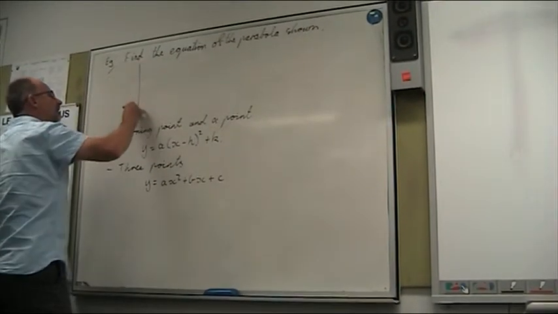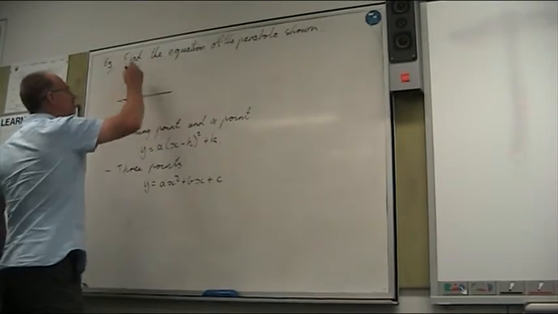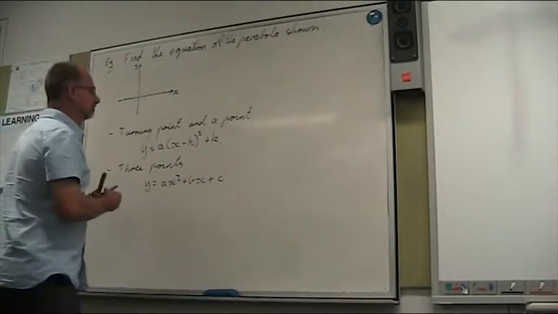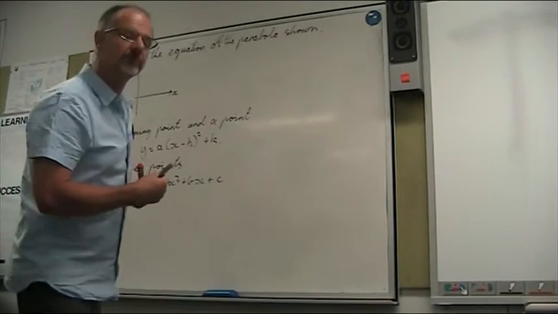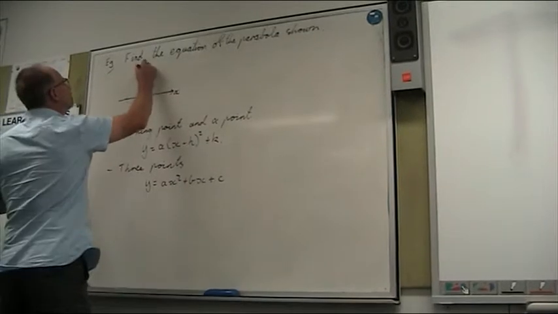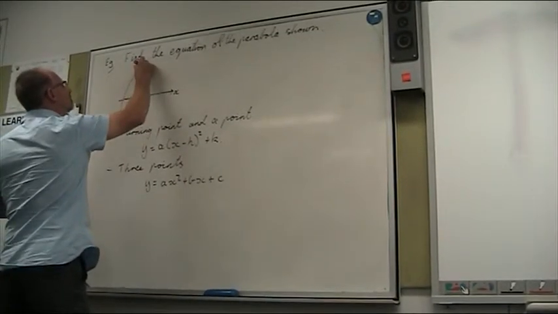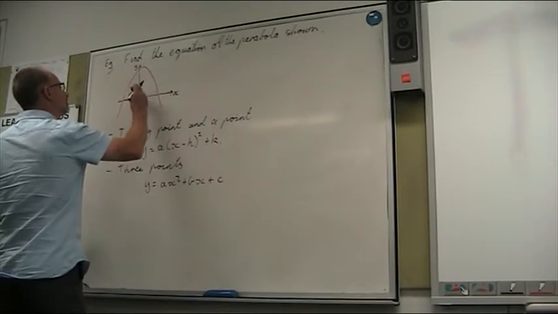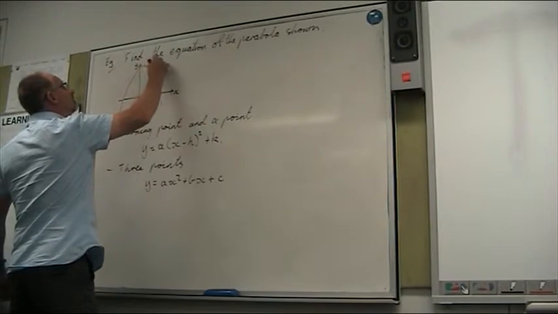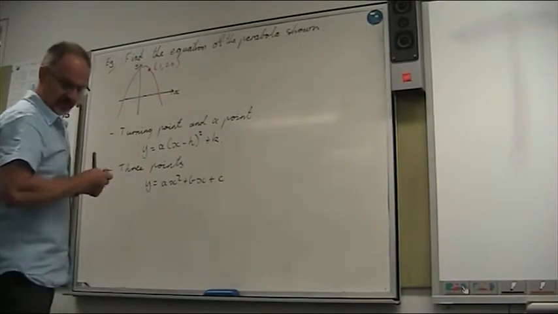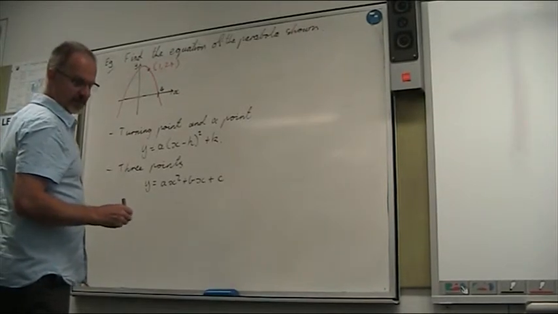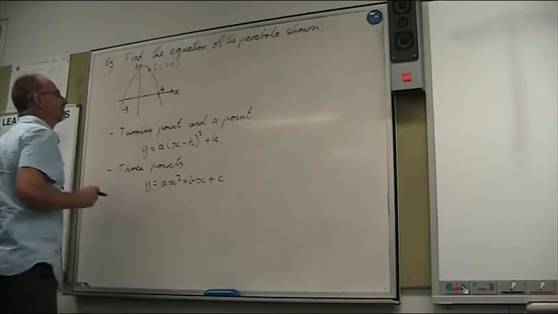Alright, so in this one, our information is given to us in graph form. We're given a point here. The point is 1 and 24, and we're given intercepts. So we're told that that's 4, and this is -3.